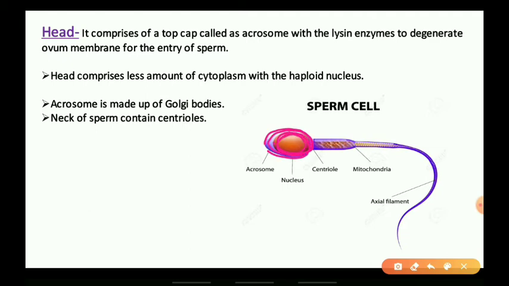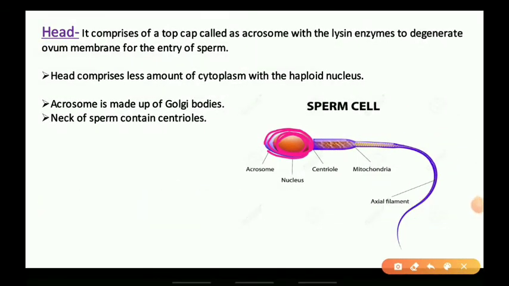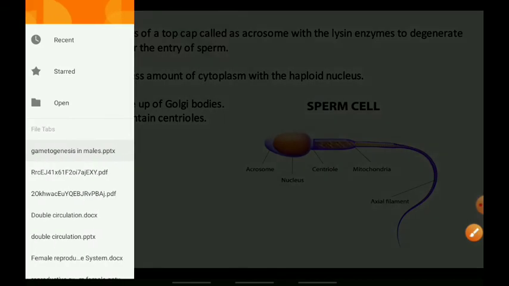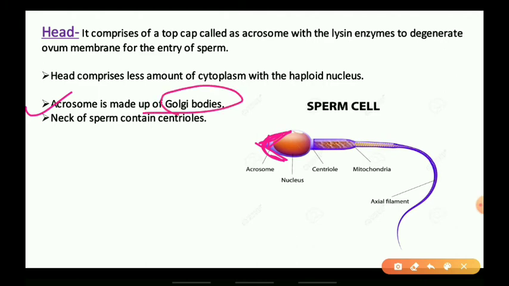So in all the places where the cytoplasm is less, the haploid nucleus is controlling and covering that area. Now, the acrosome is made up of Golgi bodies.